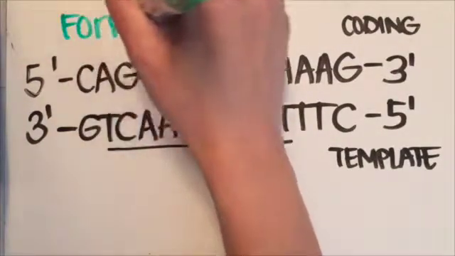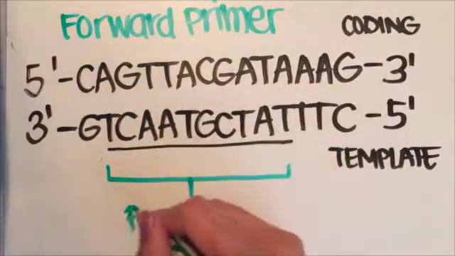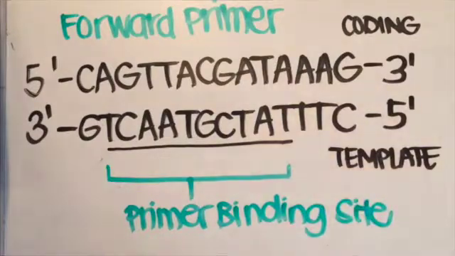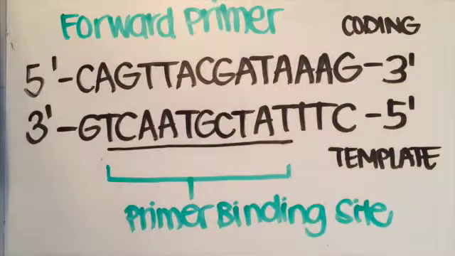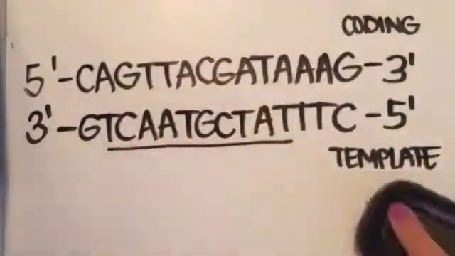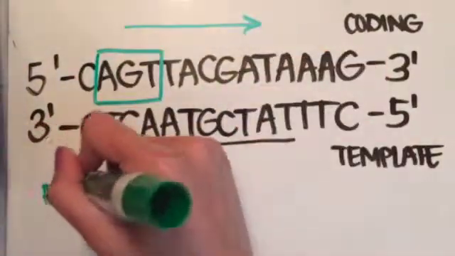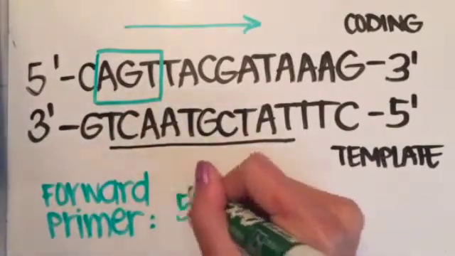Starting with the forward primer, it will anneal to the template strand, which will enable the synthesis of the coding strand in the 5' to 3' direction. The primer binding site for the forward primer is on the template strand, where it will bind and synthesize to the right. This means that the forward primer must be complementary to the template strand. In this case, the forward primer is 5' AGT 3'.